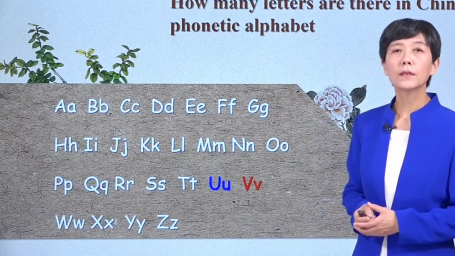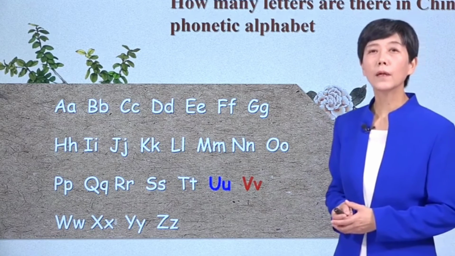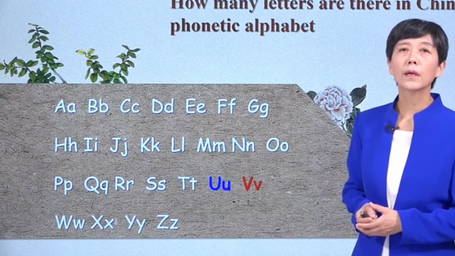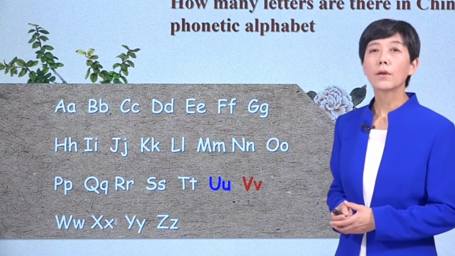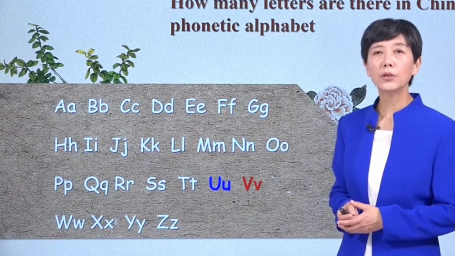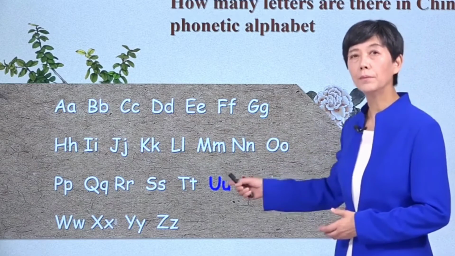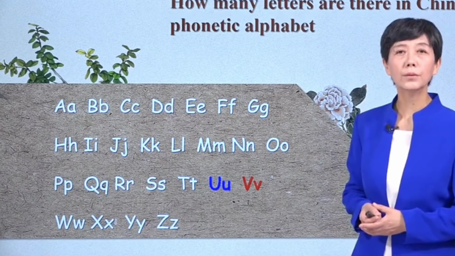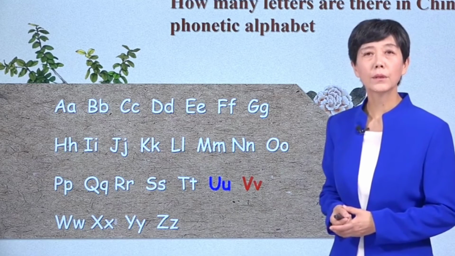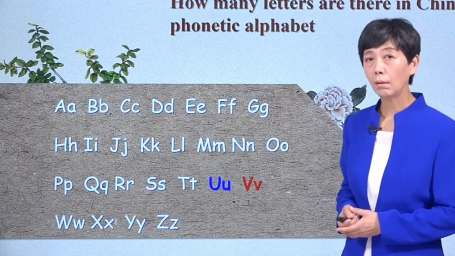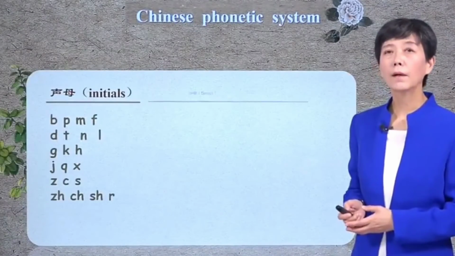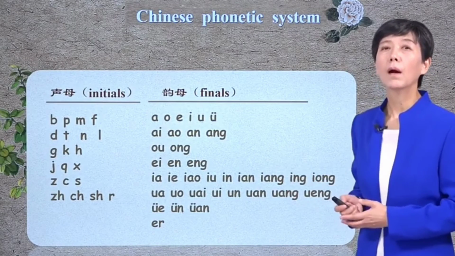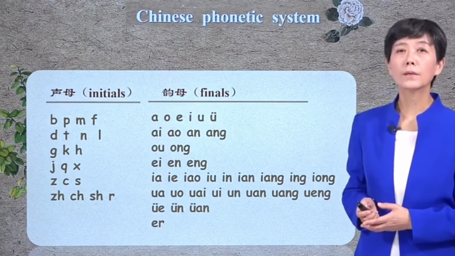Second, some of these letters in the Chinese phonetic alphabet represent initials, while the others represent finals. Third, we have different combinations with these letters in pinyin. Now we are going to learn which letters represent initials, which represent finals, and what the combinations are. Look at the left column. You can see the 21 initials. On the right column are the 36 finals in the Chinese phonetic system.